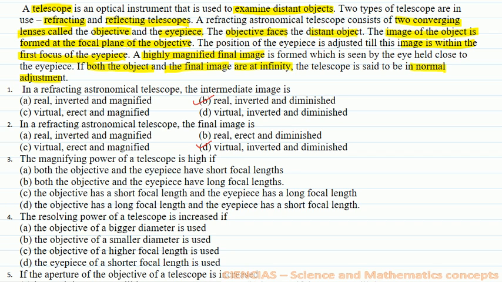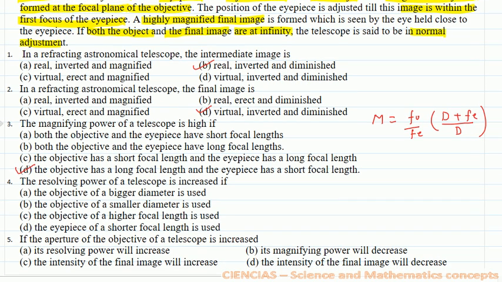Now here the magnifying power is given by M equals fo upon fe multiplied by (1 plus fe upon D). So from this formula, the magnifying power will be more if focal length of objective fo is more and focal length of eyepiece is small. That means now the choice becomes option D. The objective has long focal length and the eyepiece has short focal length. So option D is the correct answer.